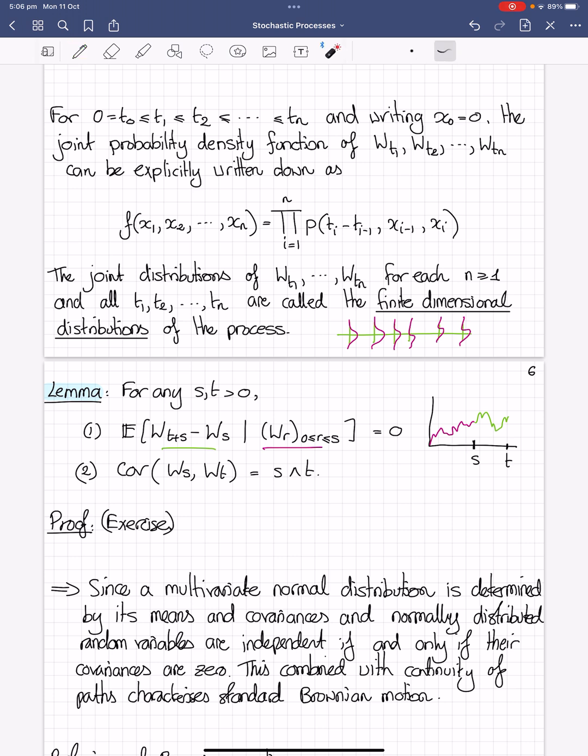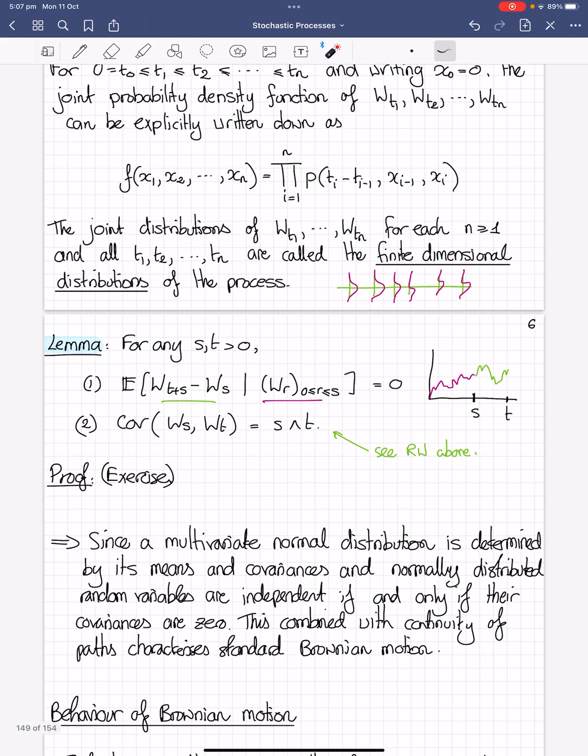The other property is that the covariance between two time points, W_s and W_t, is just given by the minimum of s and t. Okay, and this is the property that the random walk had, right? I'm going to leave that as an exercise or for a tutorial, because it's interesting to go through yourself, and involves a bit of calculation, which I feel is a little bit boring for a lecture format.